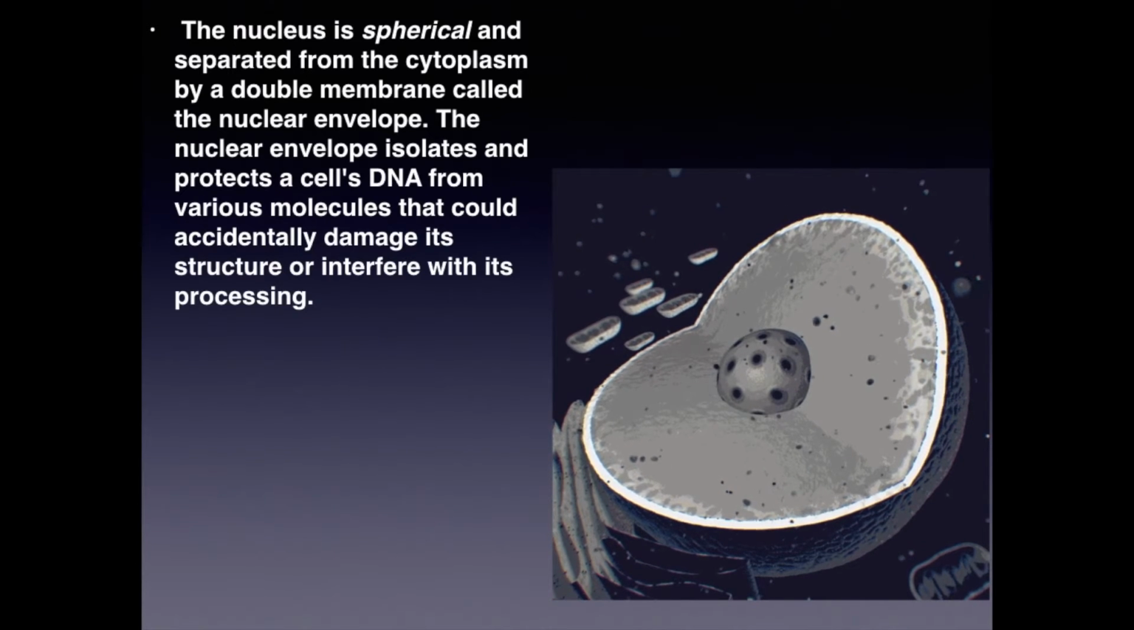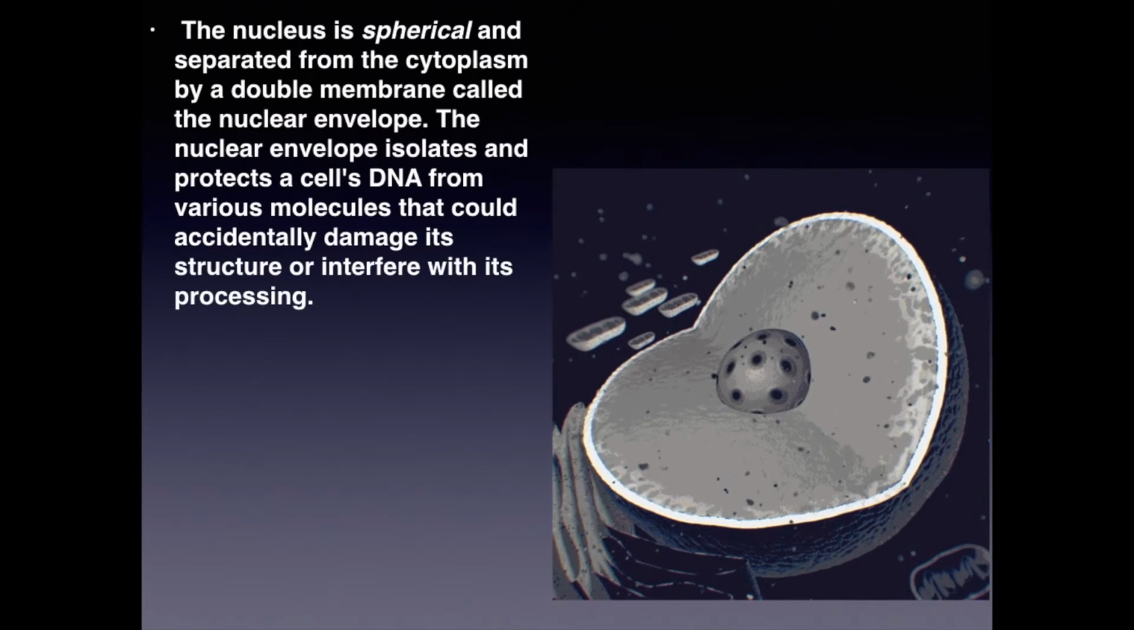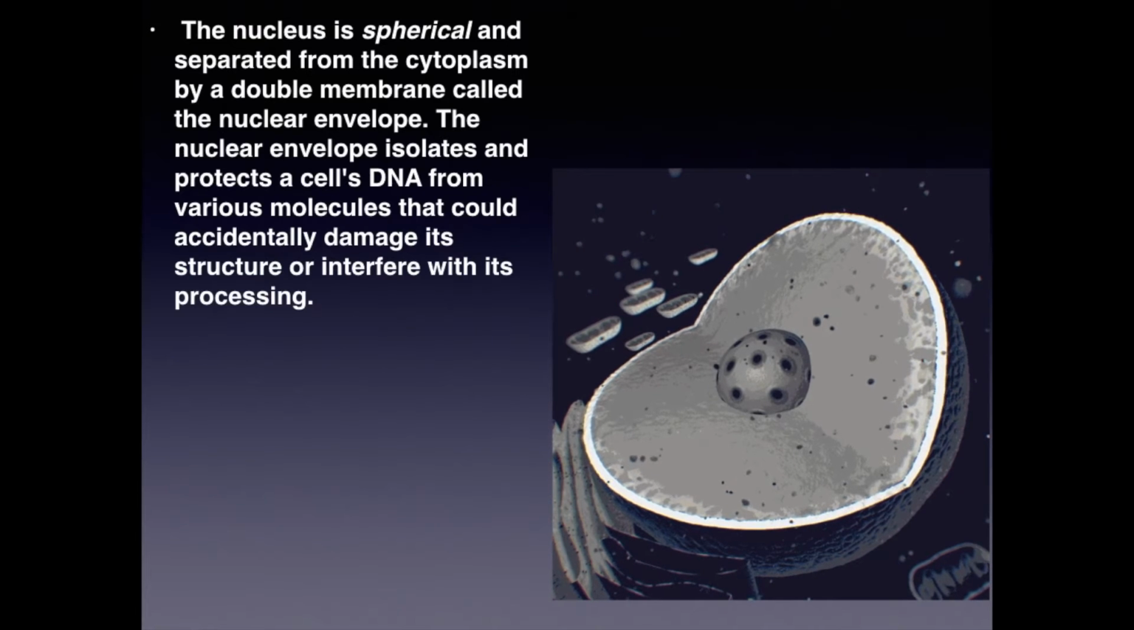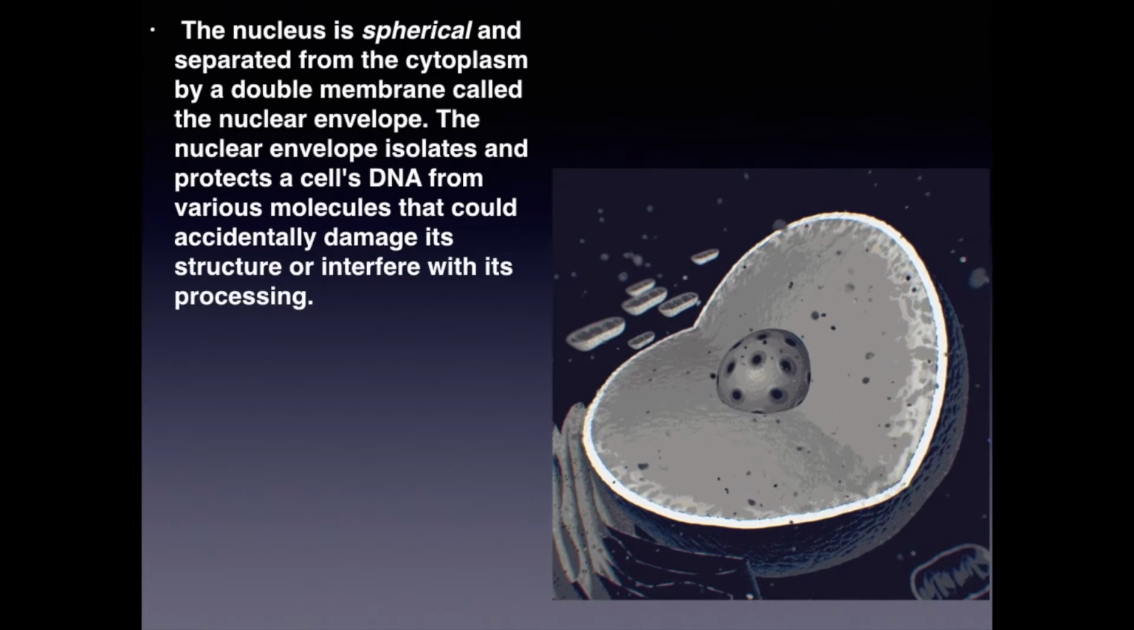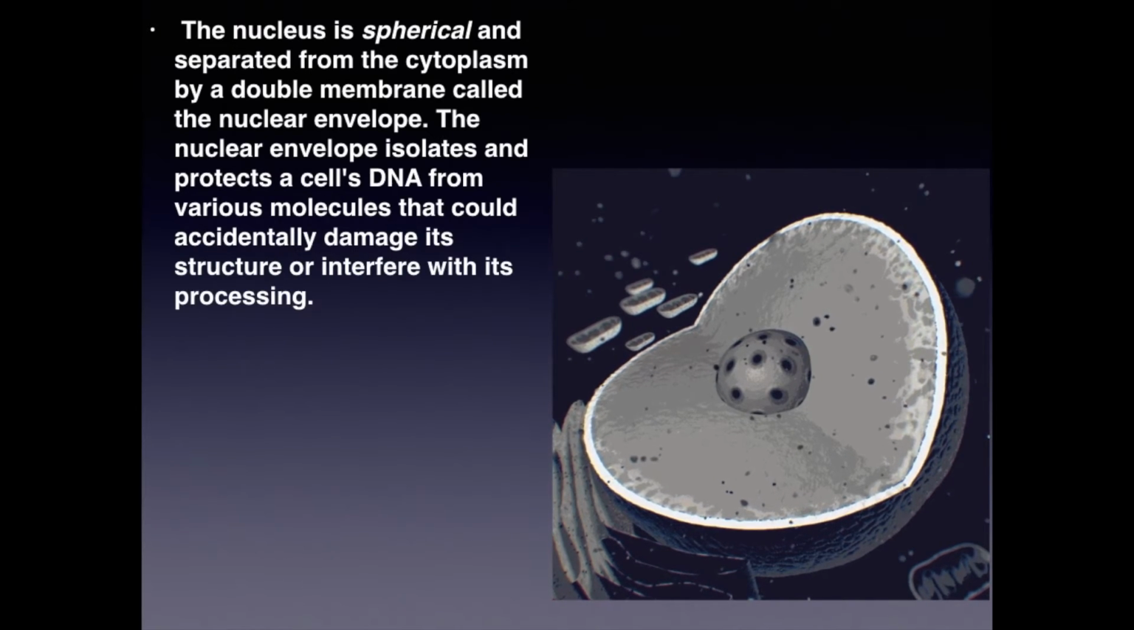So DNA will not interfere with the working of the other organelles, and at the same time other organelles will not interfere with the DNA. They might accidentally alter its properties or do something to it. That's why it is carefully separated and kept inside the nucleus.